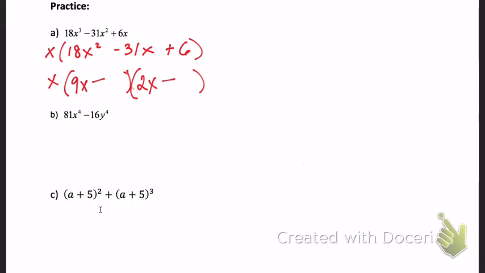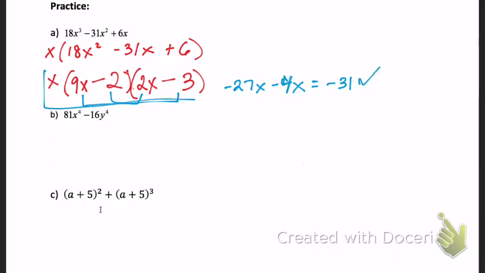Okay, so if I did 3 and 2, where would the 3 need to go? And then the 2 needs to go here. And I can check it. So let's check by doing outer inner. So I have negative 27 and then minus 4. And that gets me negative 31. So is that good? Yeah, good to go.